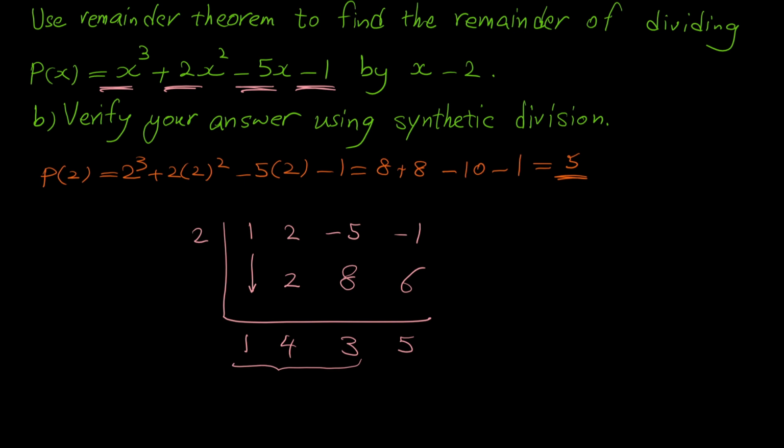This part of the synthetic division always shows the quotient. The last number that appears in the synthetic division is the remainder. Here we are not interested in these numbers. These are about the quotient, but we are not asked about the quotient. We are asked to verify our answer using synthetic division. Based on synthetic division, we know that the last number that appears is the remainder. And as you can see, this number is the same as the number that we got from the remainder theorem.